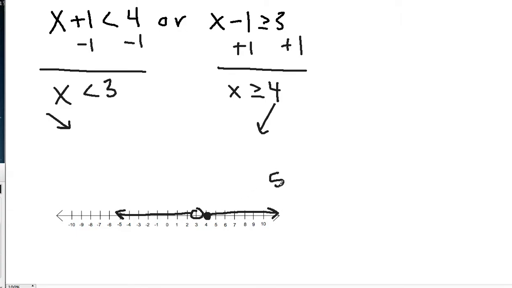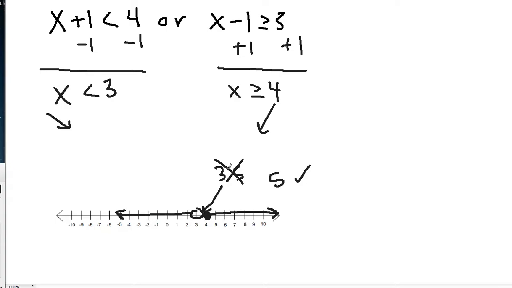So a number like 5 would definitely work because it's on this side over here. That goes with this inequality. A number like 3.5, that's smack dab in the middle of here, despite the fact that I drew a giant circle. That would not work because 3.5 is neither smaller than 3 nor bigger than 4.